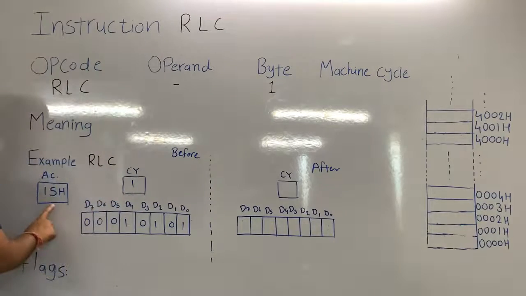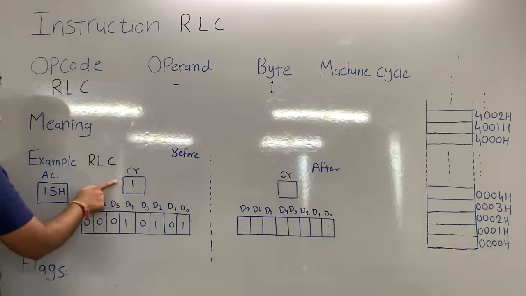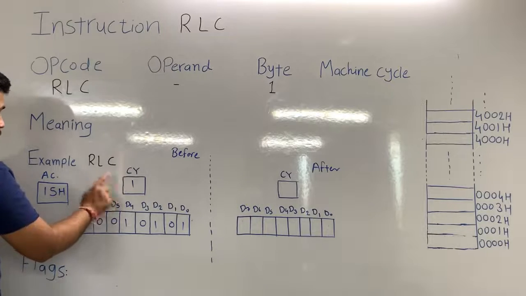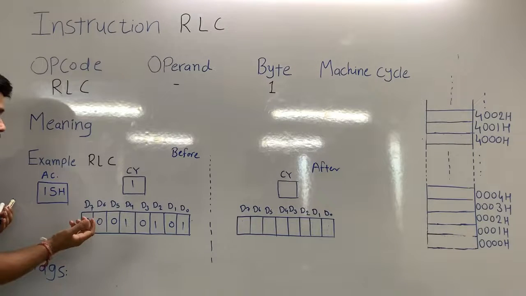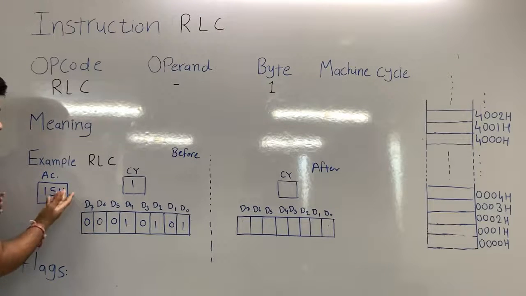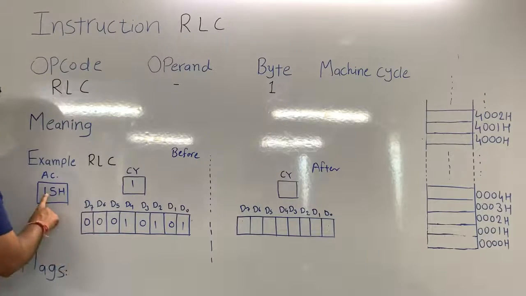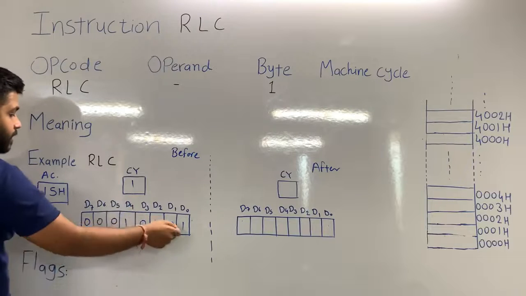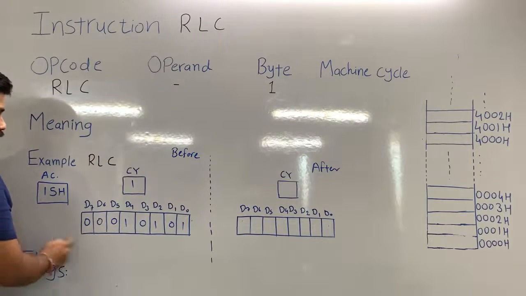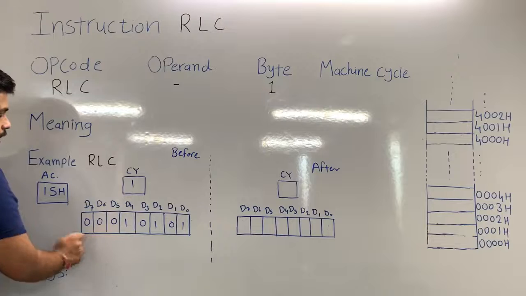Before the execution, you can see that the content of accumulator is 15H. You can see that the content of carry flag is 1. Now the content of accumulator is 15H, it means it is in hexadecimal. If you convert this number into binary, you will get a pattern like this. I have represented the same accumulator bitwise. So the 15H is present in this accumulator too, but the difference is that it is represented in binary. So it is the same accumulator. Before the execution, this is the content of carry and the accumulator.